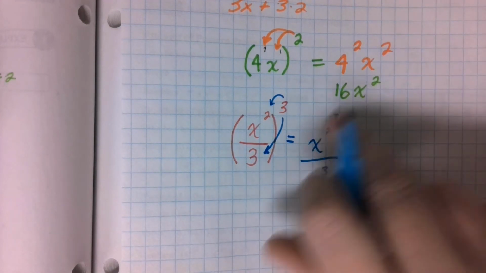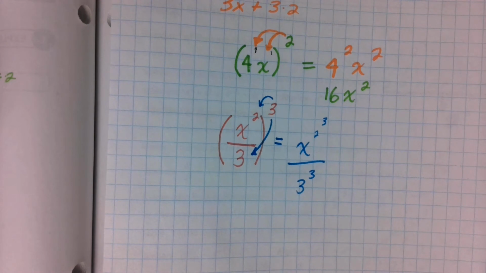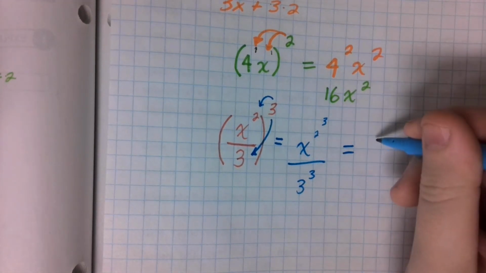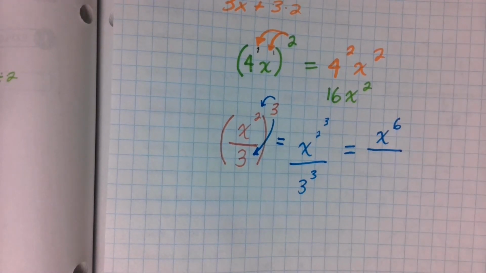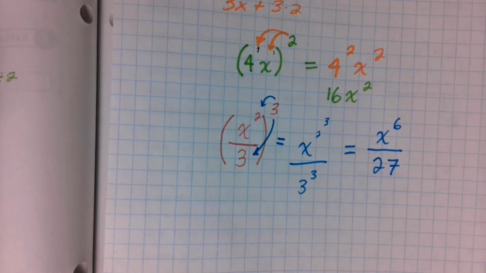Well, we don't like this totem pole of exponents. What can we do when it's an exponent to another exponent? We multiply them. 2 times 3 is 6. This is x to the 6th on top. And what is 3 cubed? 3 times 3 times 3. It's 27. Our answer is x to the 6th over 27.